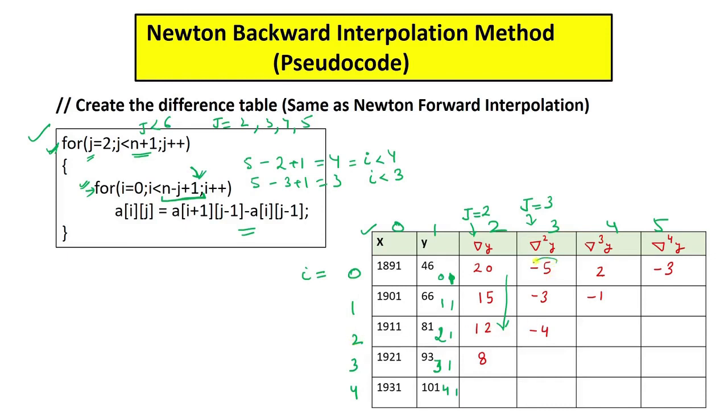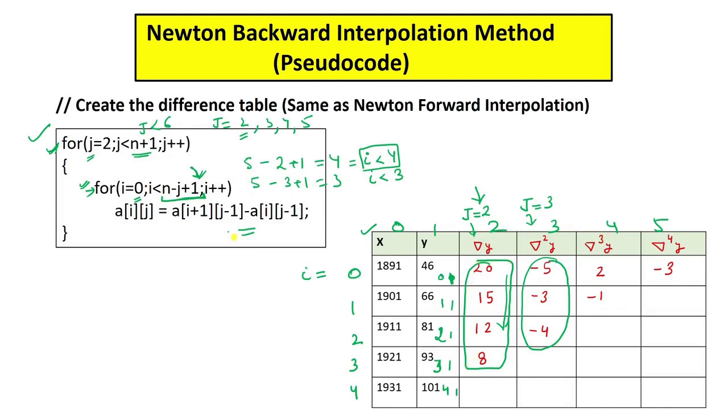That means for this column it will be running only this number of times. And when j was 2, that means for this column I will be running for 0, 1, 2, and 3, less than 4. That means 0, 1, 2, 3, so for this number of times.